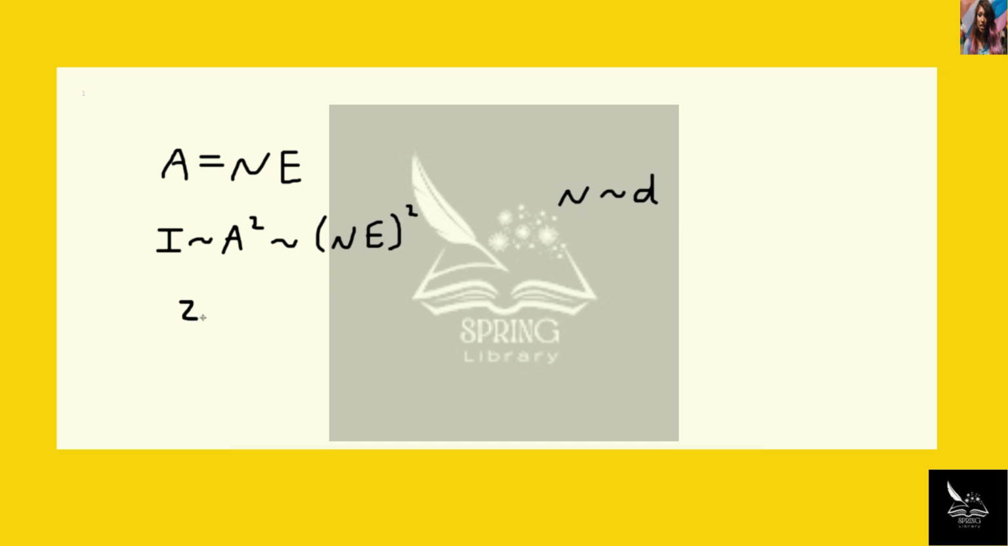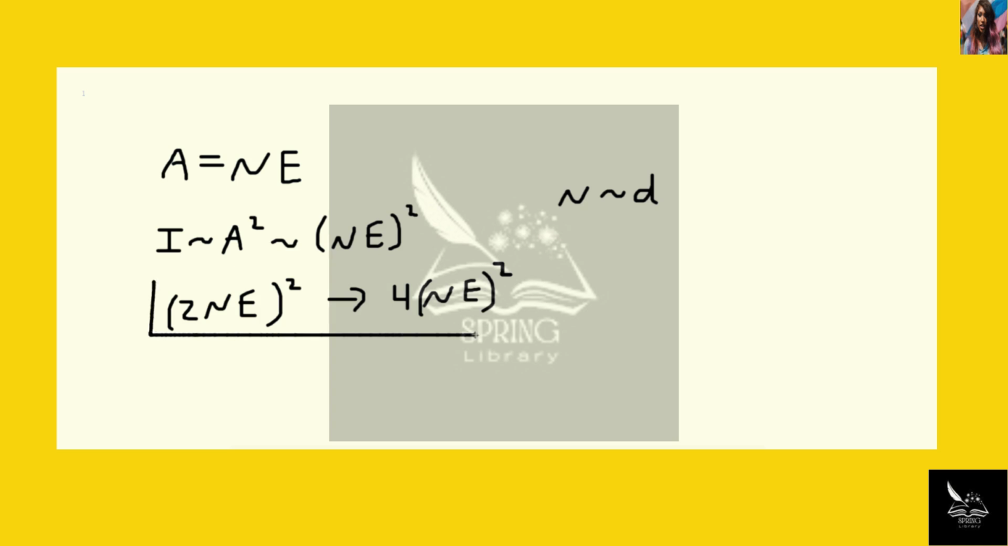So 2 times N times E gets squared for intensity. So if you do that, then this goes to 4 N E squared, or 4 times the original intensity, because we said that the original intensity was proportional to N E squared. So you do end up increasing it by a factor of 4. And this is what we were trying to show. So we can box that in as our solution. And this is part A.